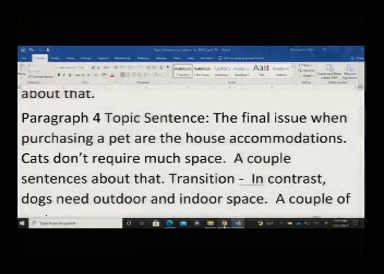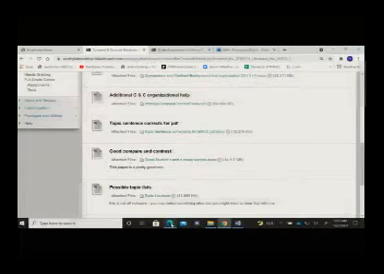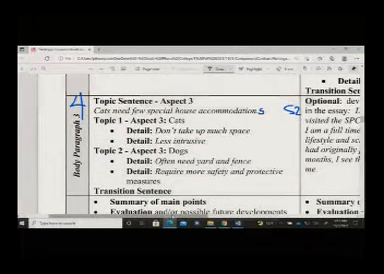That should be, let's see, what is it? Keep going to the wrong thing. The fact that PDFs open up in Bing drives me crazy.